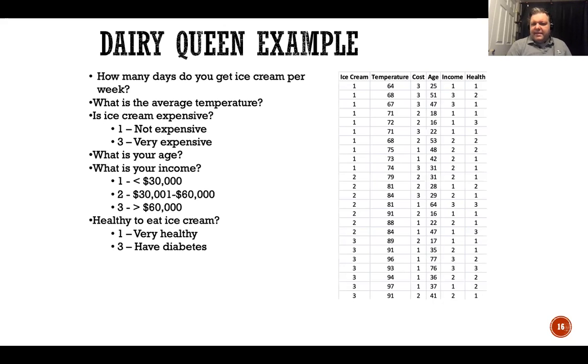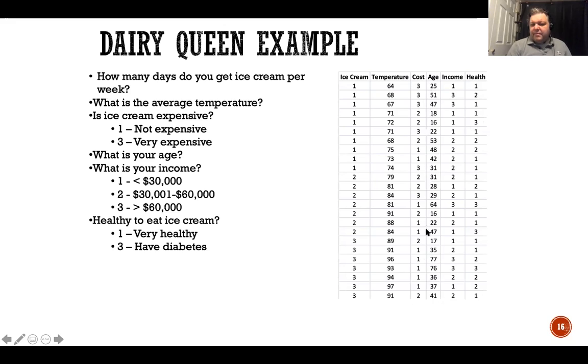So note that this person, the 5 down on this chart, is 16 years old. Ice cream is pretty expensive. I mean, it's not something they can do. You have to spend allowance to pay for it, or maybe have the parents pay for it. Income is pretty low, less than 30,000. And 3, they're not particularly healthy. Maybe it's an overweight child, or maybe their parents have influenced them. You shouldn't eat ice cream a lot. It happens to be 72 degrees that day.